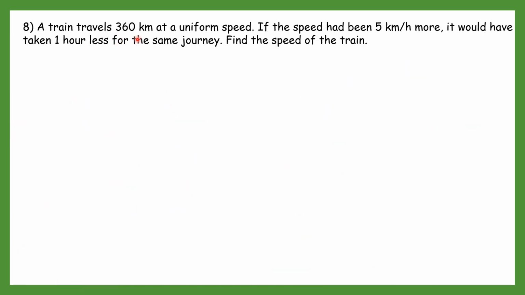A train travels 360 kilometers at a uniform speed. If the speed had been 5 kilometers per hour more, it would have taken 1 hour less for the same journey. Find the speed of the train. Let's solve the problem.